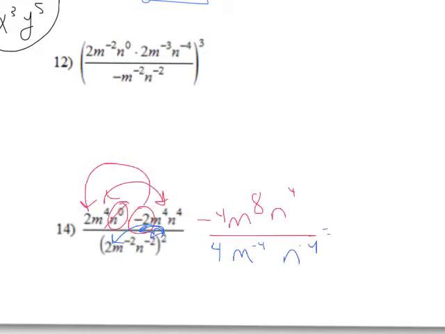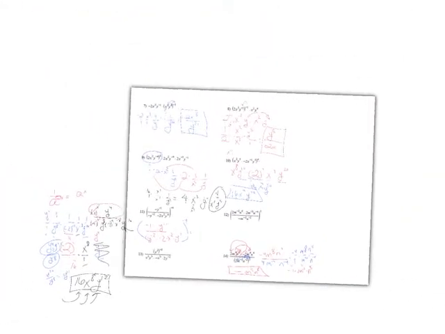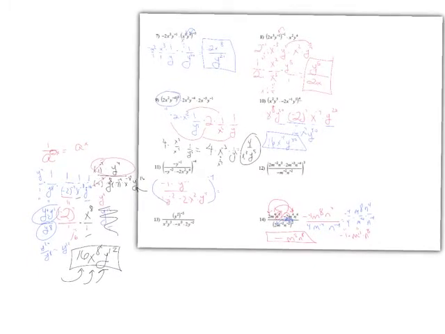So that is just negative 4 over 4 times m to the 8th over m to the negative 4th times n to the 4th over n to the negative 4th, which this is just negative 1. This is m to the 8th minus 4, so it's m to the 12th, and n to the 4th minus negative 4, which is n to the 8th. So my final answer is negative m to the 12th, n to the 8th. So there's all that.